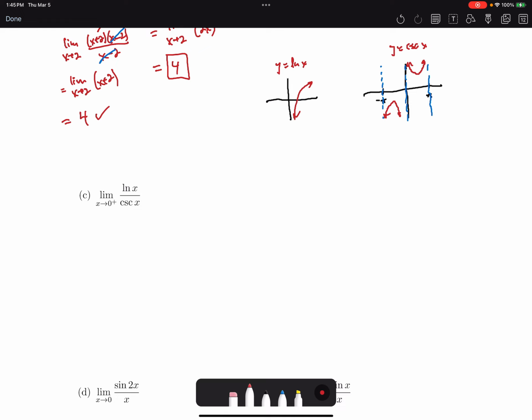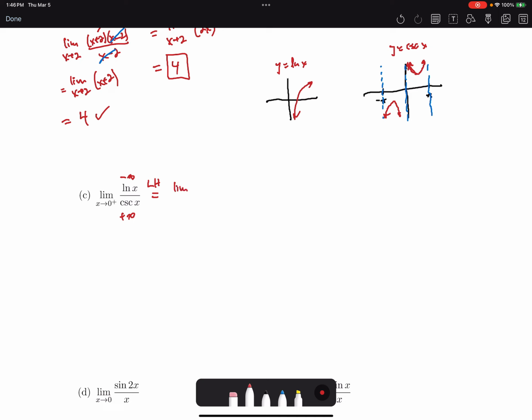So let's see. For ln of x, as x approaches 0 from the right, we're going to negative infinity. And for cosecant x, as x approaches 0 from the right, we're going to positive infinity. Even though we're going to negative infinity in the numerator and positive infinity in the denominator, we would still say that this is an indeterminate of the form infinity over infinity. We don't care about the signs when we're trying to determine if we've got an indeterminate. So that means that L'Hopital's rule applies.